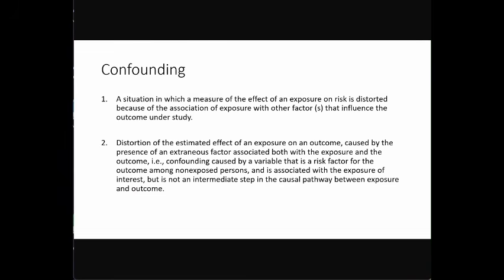Now, confounding, because when you over-examine, you will find out something that is not even intended. Confounding is a different situation altogether. It's a situation in which a measure of the effect of an exposure on risk is distorted because of the association of the exposure with other factors that influence the outcome under study. Well, in case you don't understand the grammar, it's simply saying that if a study is confounded, there is a distortion between the relationship of that exposure and the outcome. Let me explain it by example.